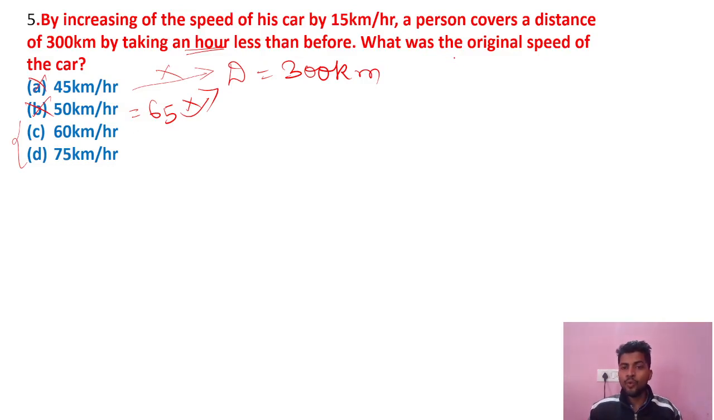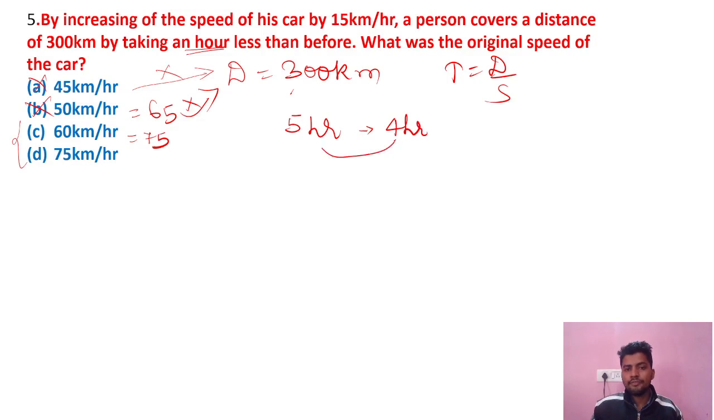So now we know that time is equal to distance upon speed. Now the speed is this much, the distance is this much. If we divide, what time do we get? We get 5 hours. When we increase its speed, it will become 75. Okay, and then the time will be 4 hours. So what is the difference here? The difference is 1 hour, and that is 1 hour less, as given in the question. So that is the correct answer, option number C.